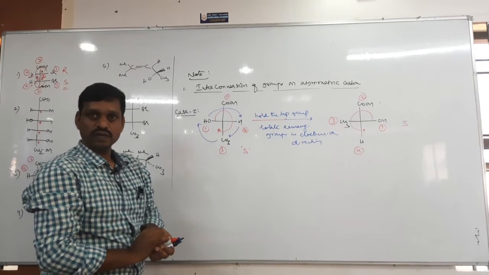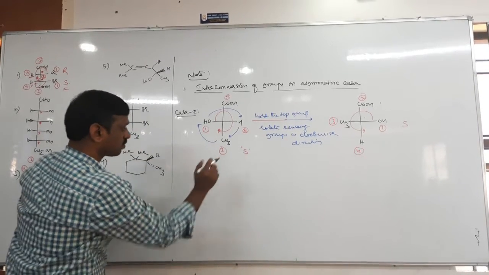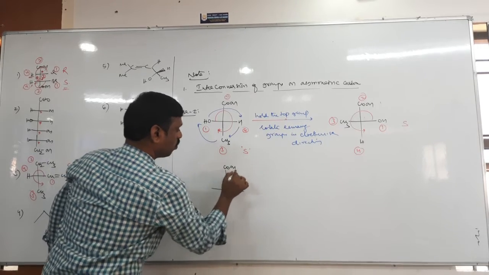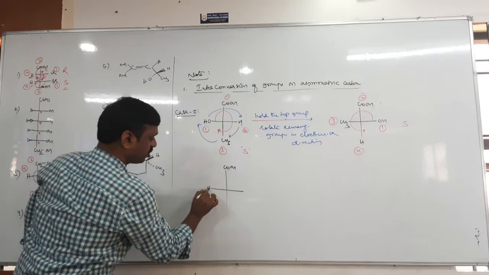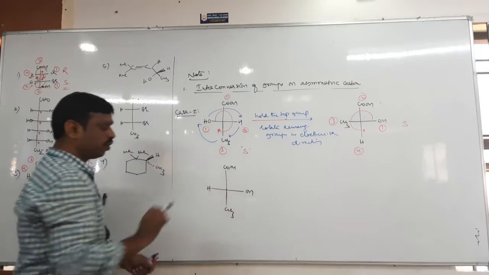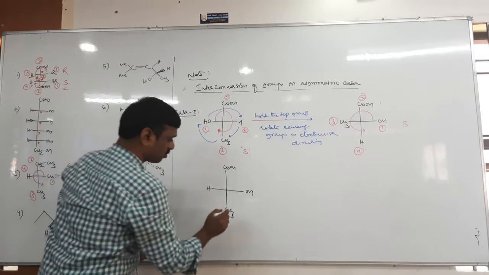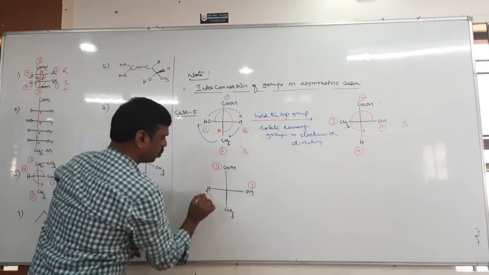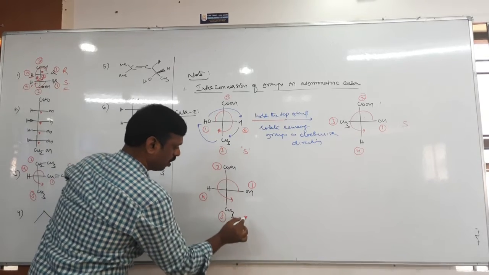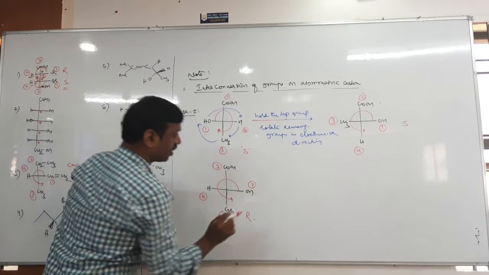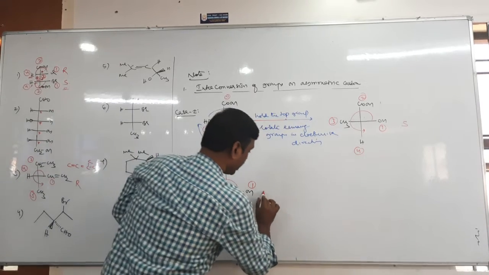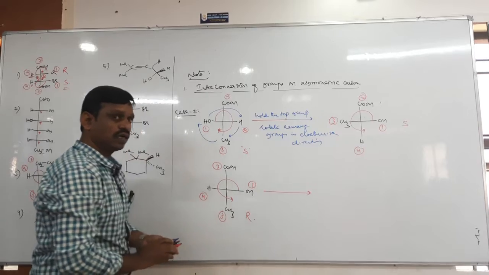Next, similarly, one more. If COOH is present on top, and H is here, OH is here, CH3 is here. Now tell me, what is the configuration? 1, 2, 3, 4. Tell me quickly. It is configuration R.